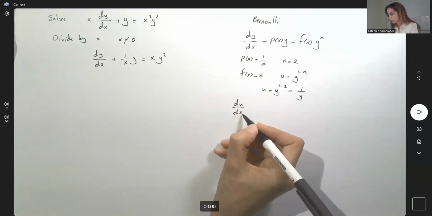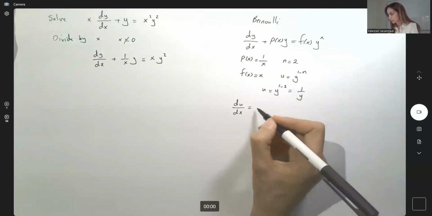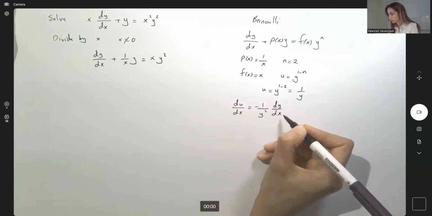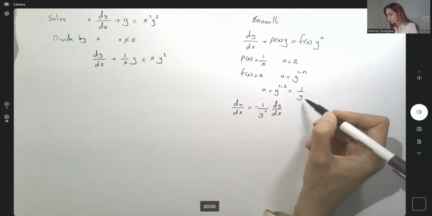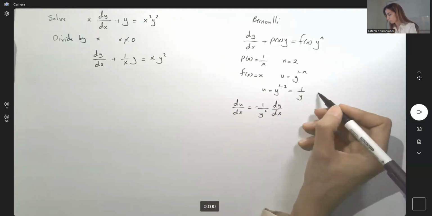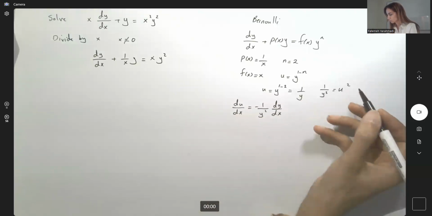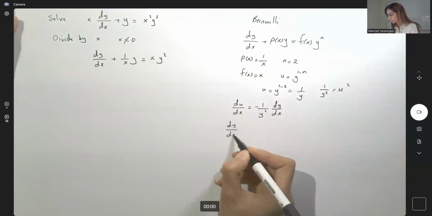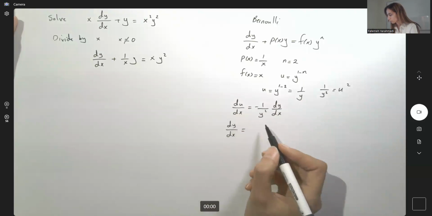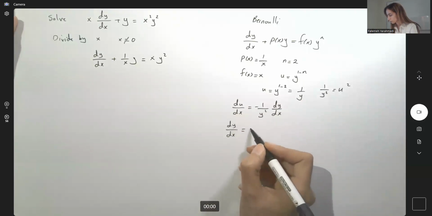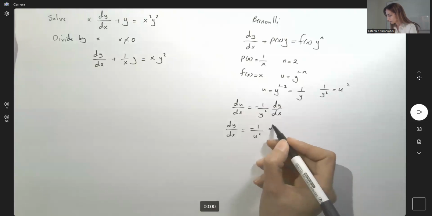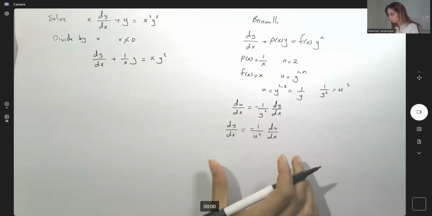du divided by dx becomes, well, here you have negative 1 over y squared dy over dx. But what is 1 over y squared? It is equal to u squared. So perfect. So dy over dx becomes negative 1 over u squared du over dx.